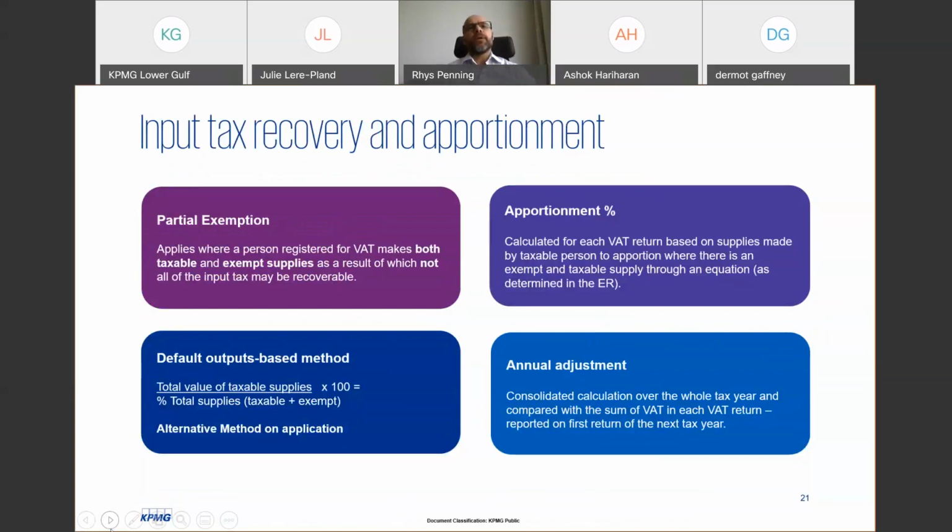So Dermot touched on it, and it's really important. It's the other side of the coin of exemption. Exemption is good news for you because you don't have any VAT liability on your output, but it's bad news for you because you cannot recover the VAT on your related inputs. You'll find that set out in Article 42 of the law and 54 of the regulations. And you do that test.